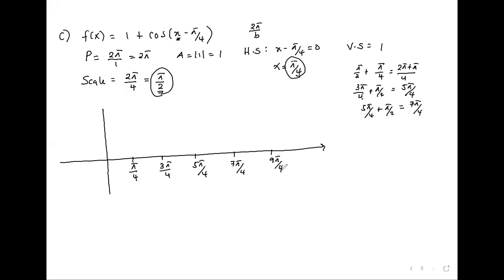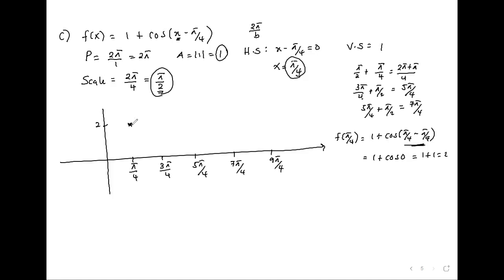Then, if I pick the first one, I know because the amplitude is 1 that the maximum value here should be 2. If I don't know, I just calculate. So what is f of pi over 4? That is 1 plus cos of pi over 4 minus pi over 4. This is 0, so I have 1 plus cos 0. Cos 0 is 1, so I get 2. So this is pi over 4, comma 2. It comes there.